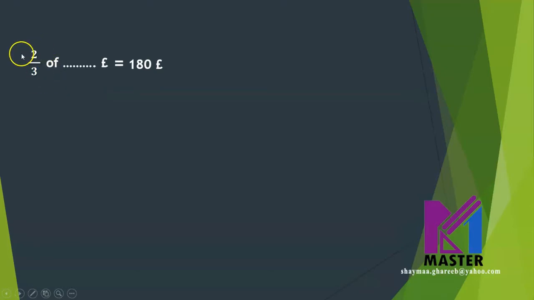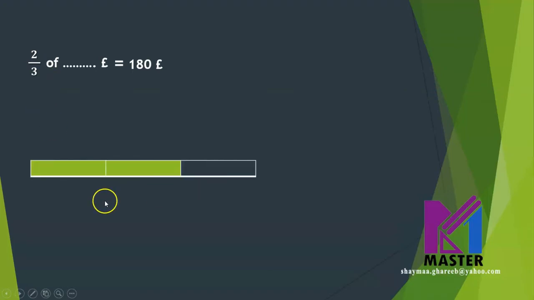Now let's see how we can do this on a diagram. 2/3 on a diagram will be like this. 2 parts out of 3 parts. Is this okay? Okay, so 2/3 of a number, which is a total amount that I don't know, equals 180 pounds, which means these 2/3 equals 180 pounds. Is this clear? Again, 2/3 of a number equals 180. So these two parts equals 180.